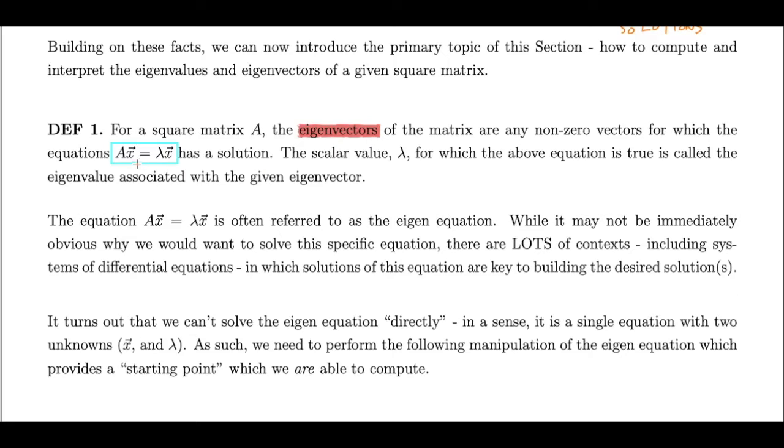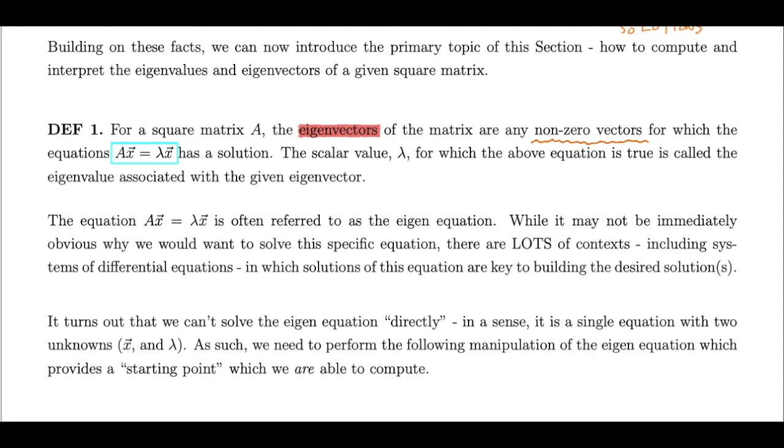I'll point out quickly that if the vector x was the vector 0, then this equation would automatically be true. A times 0 is going to equal lambda times 0. That's uninteresting, and that doesn't really tell me anything about the character of the matrix A. So notice that we've excluded that possibility by forcing eigenvectors in my definition to be non-zero vectors.